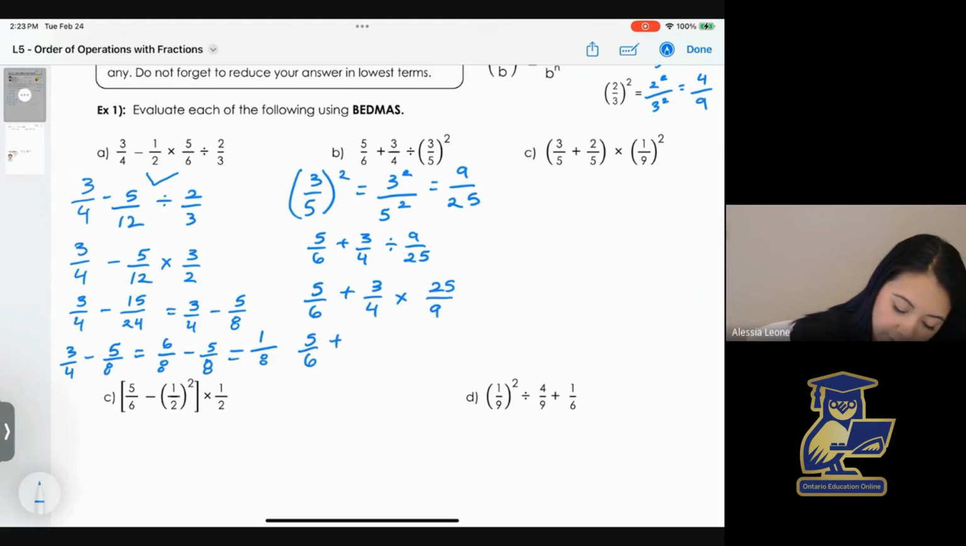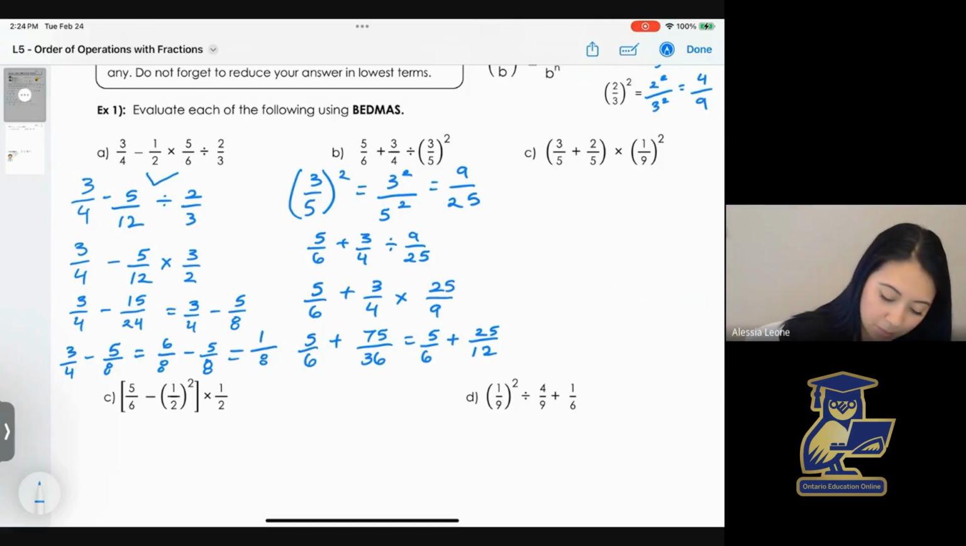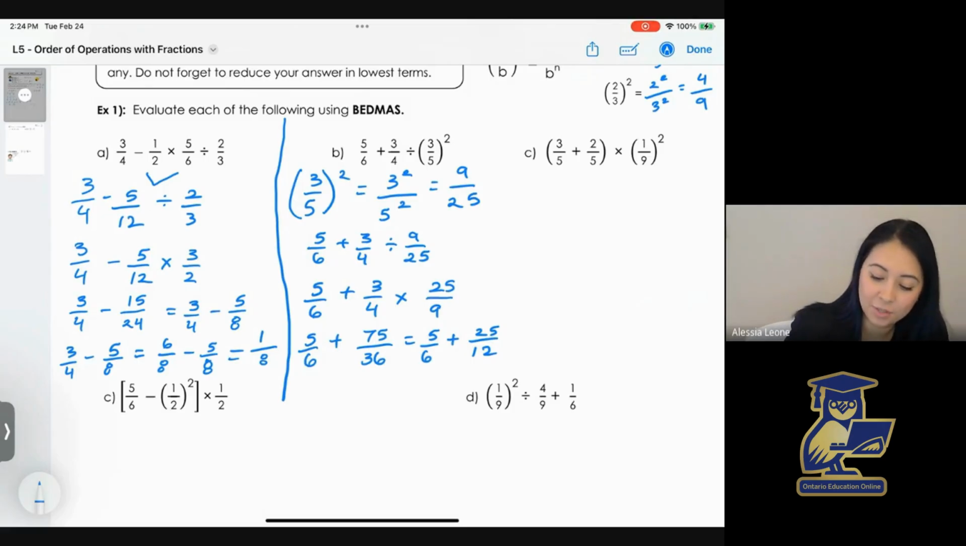3 times 25 is 75. 4 times 9 is 36. That can get further simplified. So then we will and now it is addition. So now we have, I'm going to split this. So now we have an addition problem.